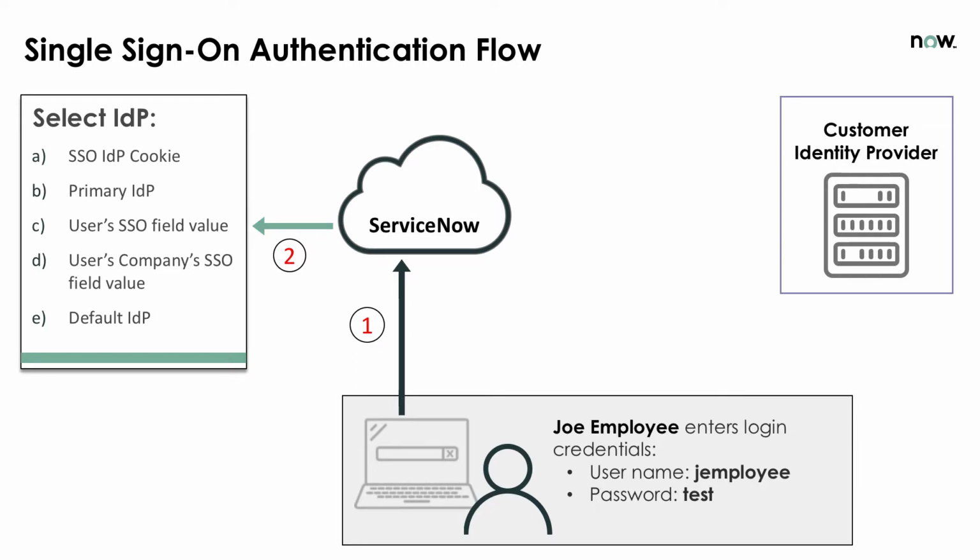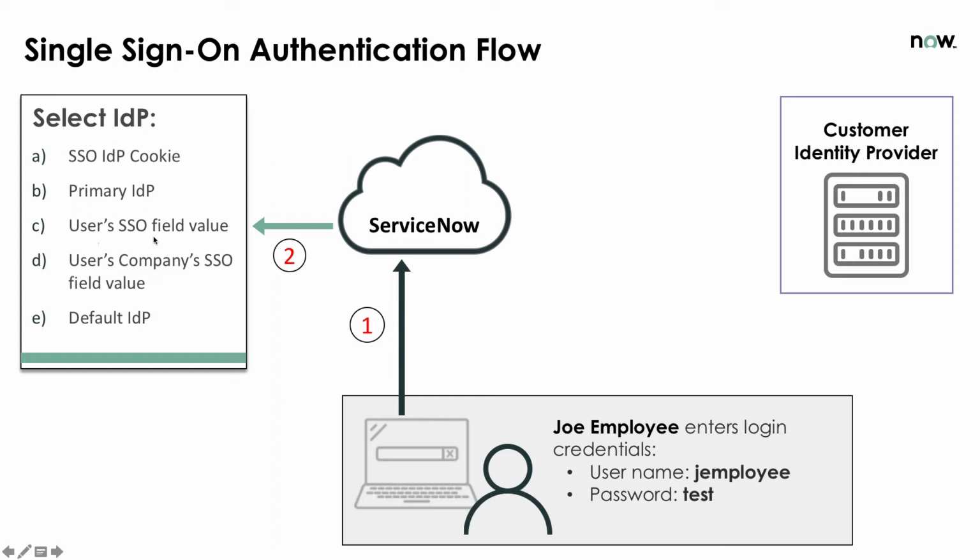The select IDP though, I tried to hit on that in the previous TTT, but I want to do that again here. This box indicates the levels of information that ServiceNow checks to figure out which single sign-on provider to use to authenticate Joe employee here. It'll first look in his browser, do we have a cookie set? If no, then we look back in ServiceNow. Is there a primary identity provider set for the instance?